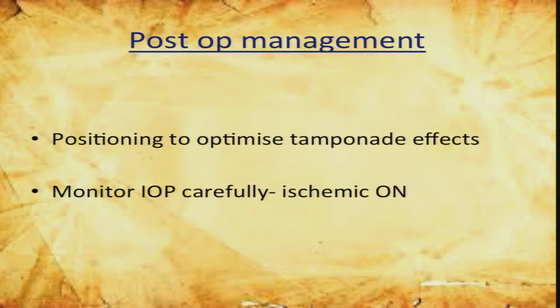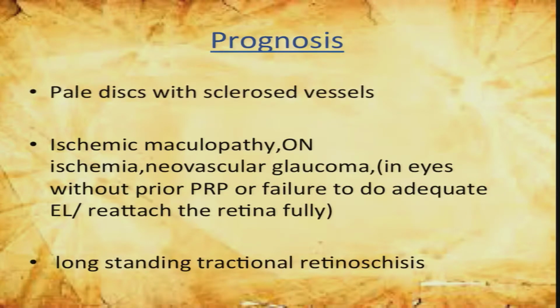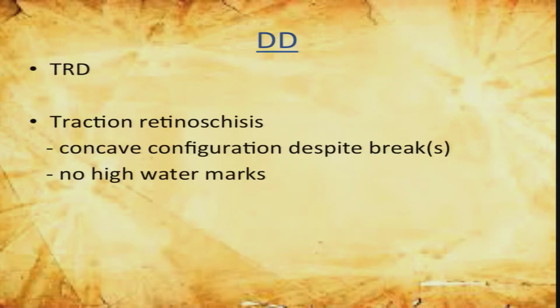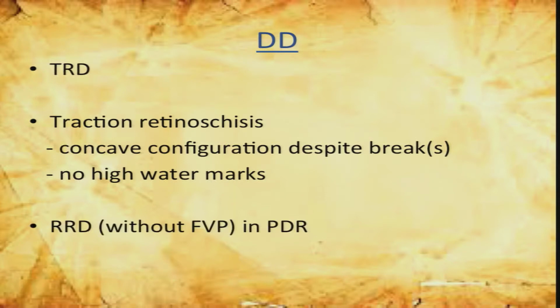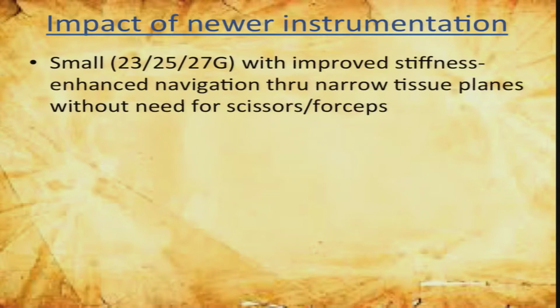I will quickly go through the short video that I have. Differential diagnosis: one may have to differentiate it from a traction retinoschisis itself. A concave configuration, despite the presence of a break, would probably suggest that it's just a traction retinoschisis, but these are the eyes which have poorer prognosis. And RRD in a case of PDR.